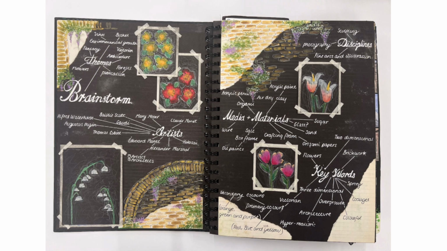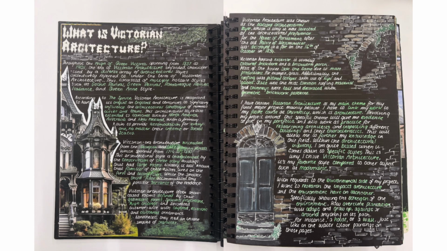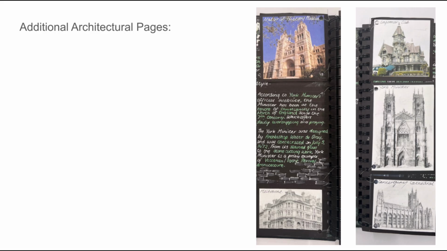For my brainstorm, I went ahead and classified the main aspects of my project: disciplines, themes, artists, media materials, and keywords. I filled out this brainstorm as much as I could, all whilst maintaining a high-quality sketchbook. I began my research by dedicating a page for the question, what is Victorian architecture? I went ahead and answered the question with a variety of facts, ranging from the specific dates in which this architectural style was introduced to the unique exterior characteristics.